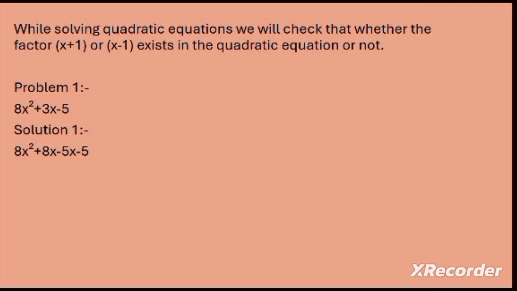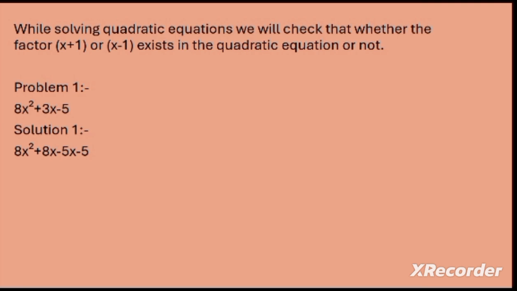Now let me give you a small recap. You will write down the first term as it is, that is 8x square, and you will write down the last term, that is minus 5, as it is. You will not make any changes in the first term and in the last term. We will only break or split the middle term into two more terms. Now how are you going to do this?